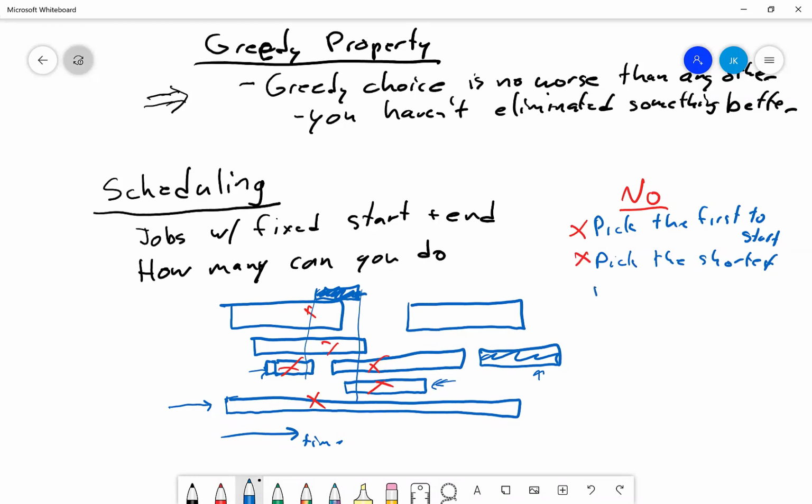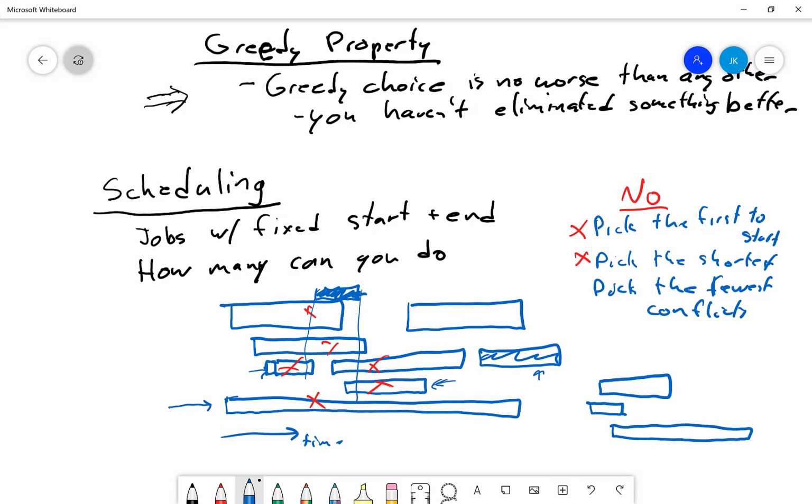Another one that you might think of is pick the one with the fewest conflicts. You might say something like, well, I'm going to pick one that only conflicts with maybe one other one. Unfortunately, there might be other reasons why you wouldn't want to do that. I could imagine having one here, and it might only conflict with, say, two things. Now, I'm having difficulty coming up with one of these right now, but there are definitely cases where that is going to be a problem.